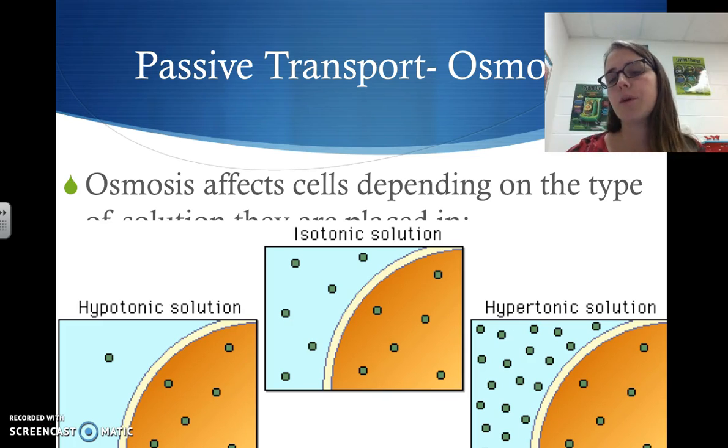Now, cells react different ways in hypotonic, isotonic, and hypertonic solutions. And we'll talk more about what that looks like later. But just understand that if I put a cell in each of these, they're going to react a little different. And plant cells are going to react a little bit different than animal cells.